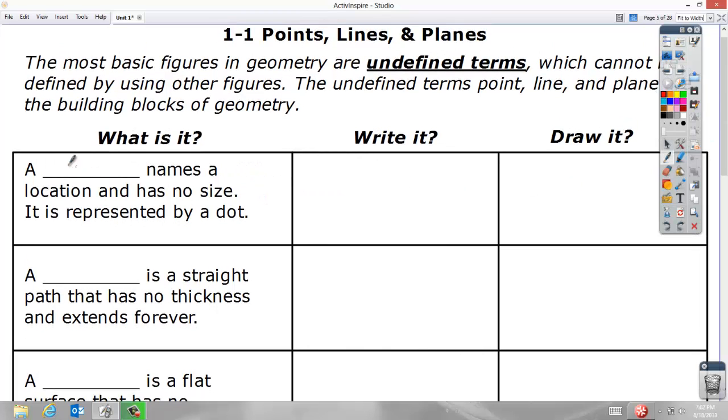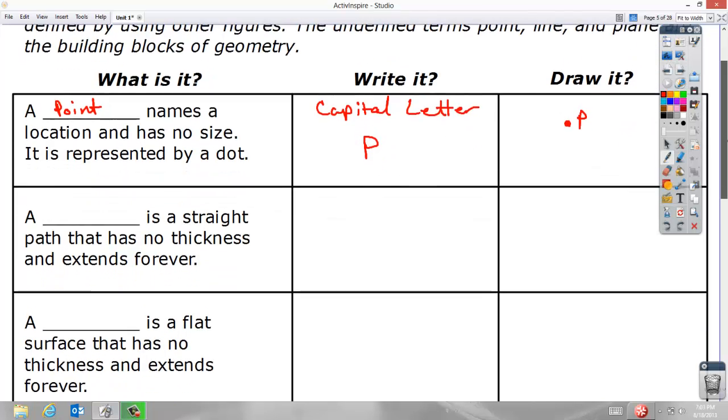Okay, so first thing we're going to fill in is a blank names a location and has no size. It is represented by a dot. Well, that is a point. Now, how do we write a point? We write it with a capital letter. So an example of a point in a written statement, you would just put a capital P, point P. How do we draw it? Put a point, and we put a P. Okay, I just chose P because point starts with P. Any capital letter will work fine.